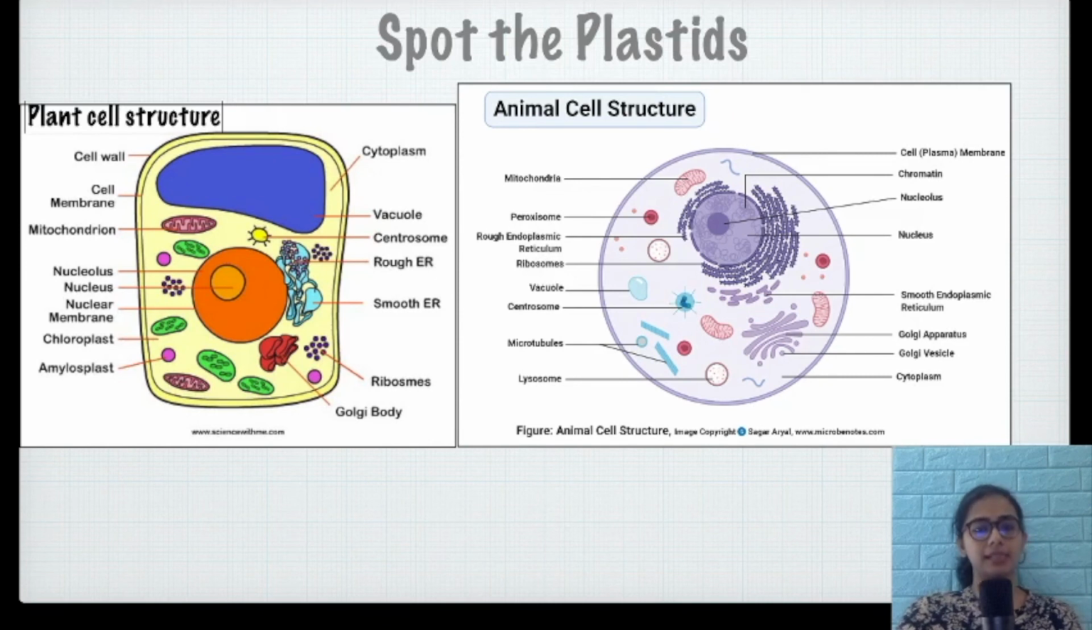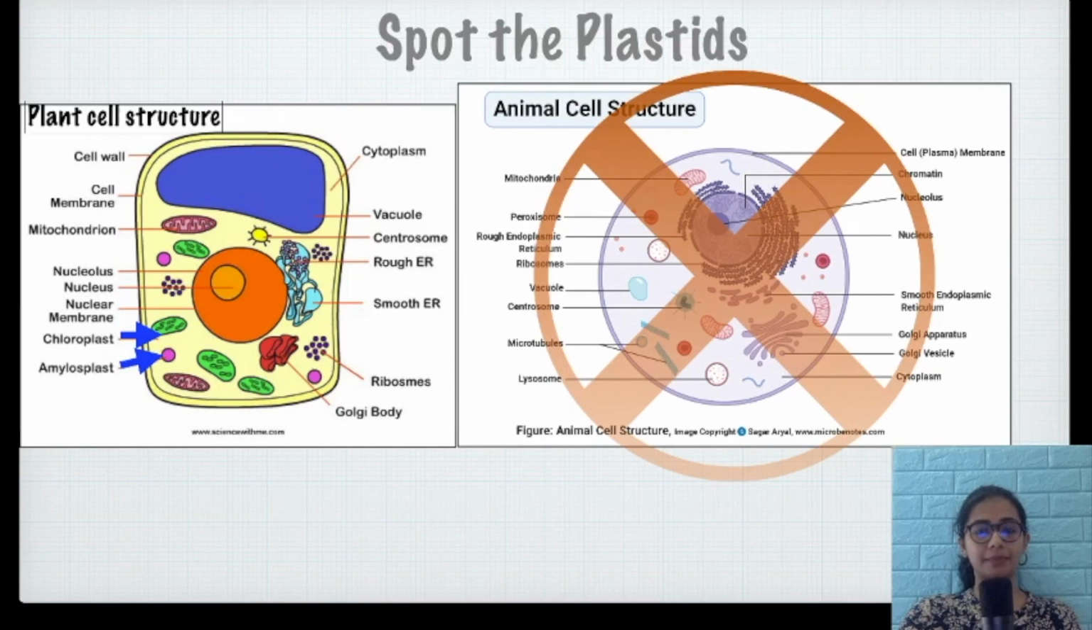Now let's come back to the cells. Can you spot the plastids in the plant cell and animal cell? There, that is the chloroplast, and that is the amyloplast in the plant cell. And in animal cell, we already discussed, it's not present. So plastids are present only in photosynthetic eukaryotes. Eukaryotes that carry out photosynthesis, right? Why isn't it said that only plants contain plastids? Because there are some bacteria and algae also which survive by photosynthesis. So those are able to do photosynthesis because of the presence of plastids inside them, right?